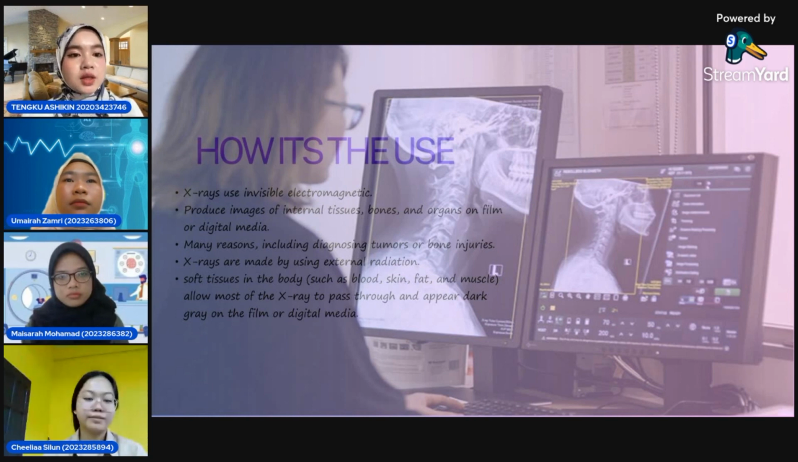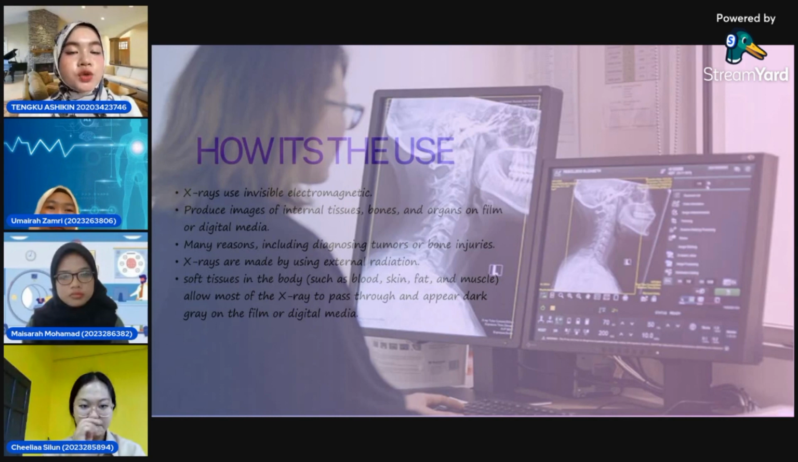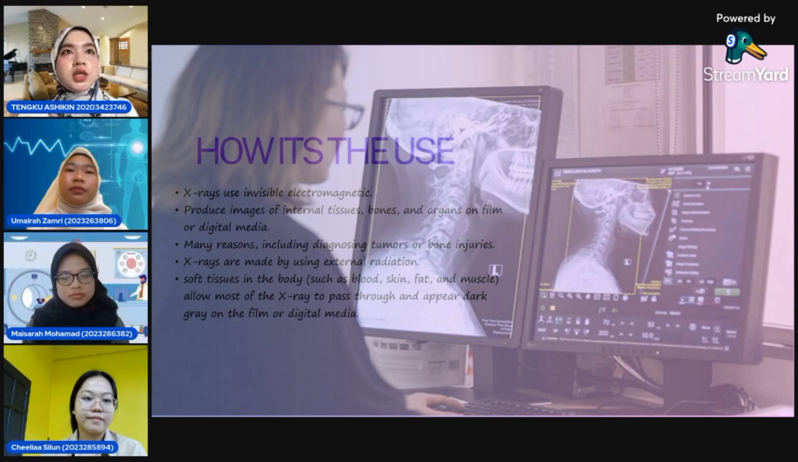How medical X-ray is used in hospital. X-ray uses invisible electromagnetic radiation to produce images of internal tissue, bones, and organs on film or digital media. Many reasons, including diagnosing tumors, burn injury, and accidents, can use the X-ray machine.